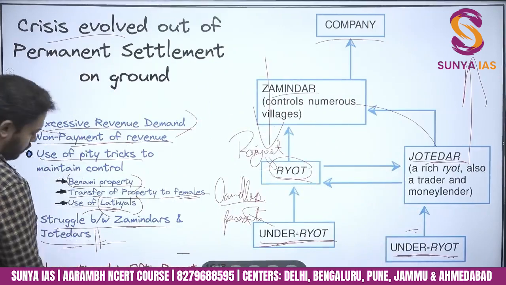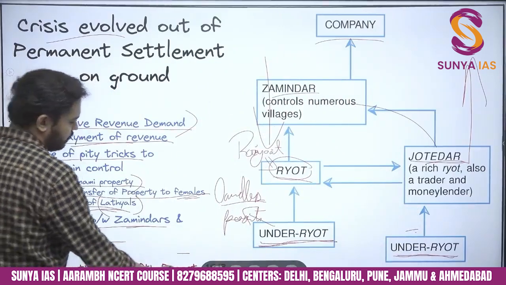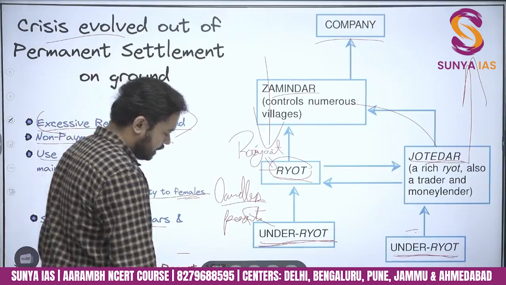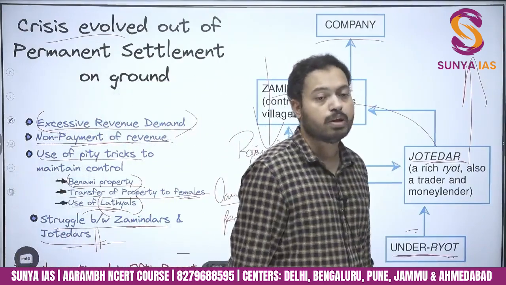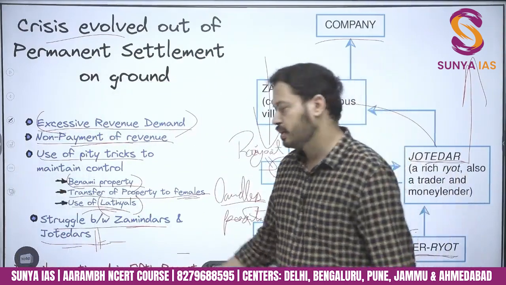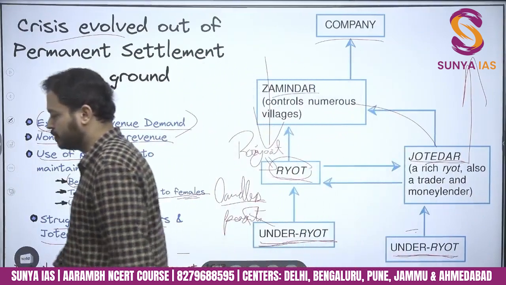All the details I am telling you are basically details mentioned in the Fifth Report, which was prepared in the 1810s, 1813, by the British government only. All the things I am telling you are in the Fifth Report by the British government.